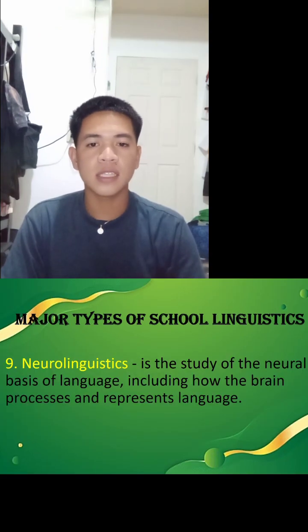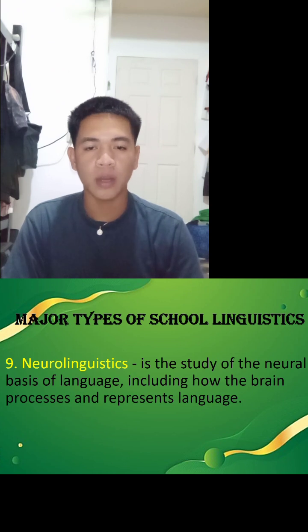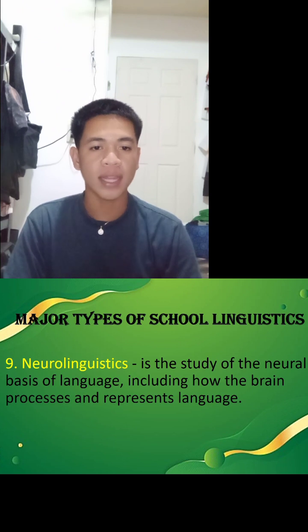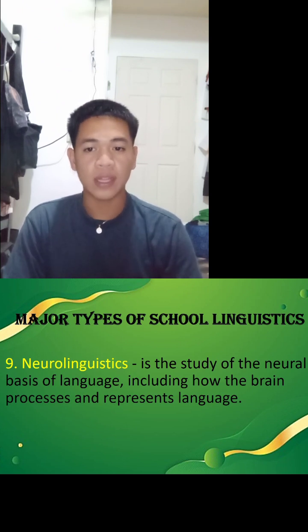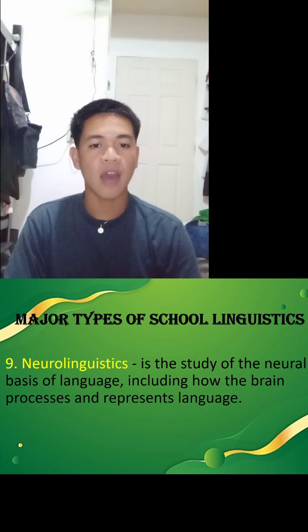Neurolinguistics. This is the study of the neural basis of language, including how the brain processes and represents language. For example, when we understand or say a word like apple, we are likely to use information about what apples look, feel, smell, and taste like, even though we aren't aware of doing this.